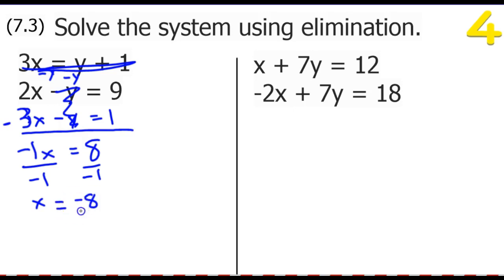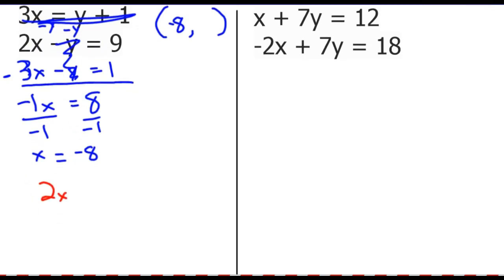Now we've got to take this negative 8 and plug it back into one of our equations. Our x is negative 8. We need to find what y is. So I'm going to plug it into this equation right here. We have 2x minus y equals 9. But instead of this 2x, we'll have 2 times a negative 8. 2 times negative 8 gives us negative 16, minus y equals 9.